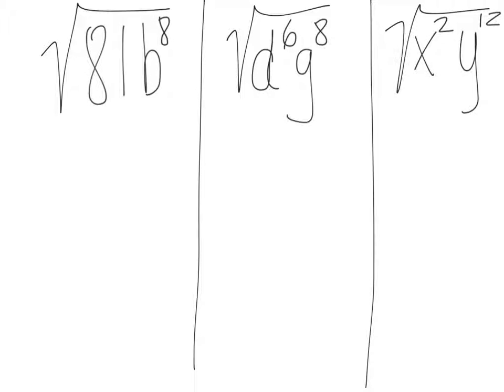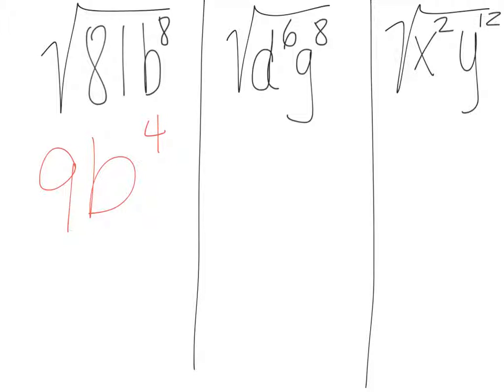Okay, so our next set of problems, just practicing more of what we had just talked about. We have the square root of 81, b to the 8th power. So again, 81 is a perfect square. So I'm going to take the square root of 81, I get 9. Then I'm going to do the square root of b to the 8th power. And again, since that's an even exponent, we just cut it in half. And that's b to the 4th power.